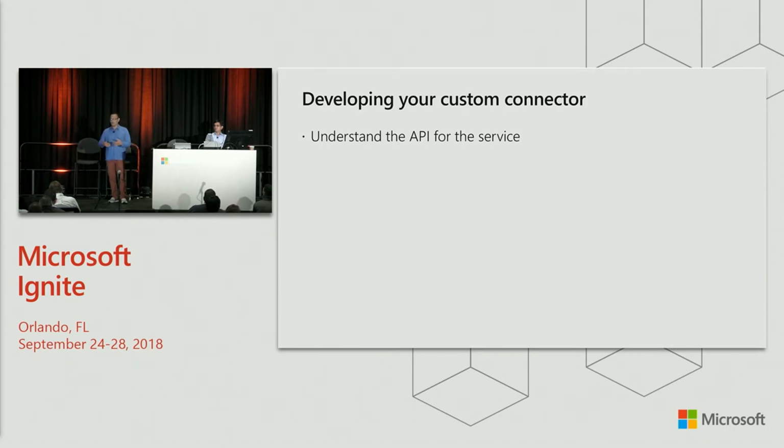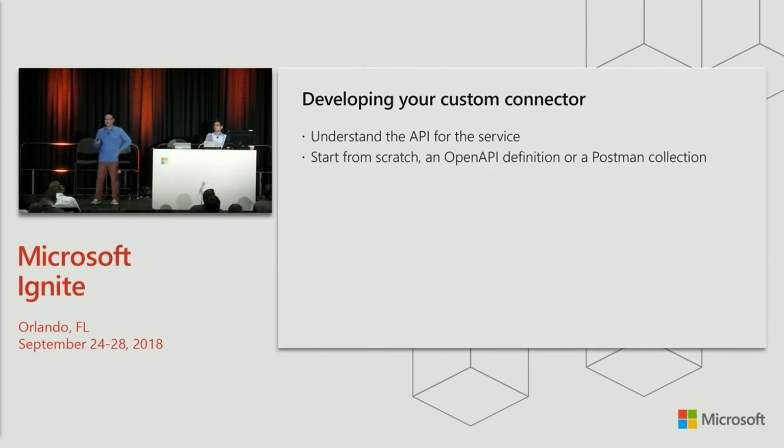You can either start from scratch, as I just showed you, or you can use an OpenAPI definition. OpenAPI is the new standard that allows you to describe a REST API. We support that. Or you can use a Postman collection. Many API developers use Postman, a fairly common tool. If you have a Postman collection and you're comfortable using that, you can import it, and we will be able to generate an OpenAPI definition for you to begin with.